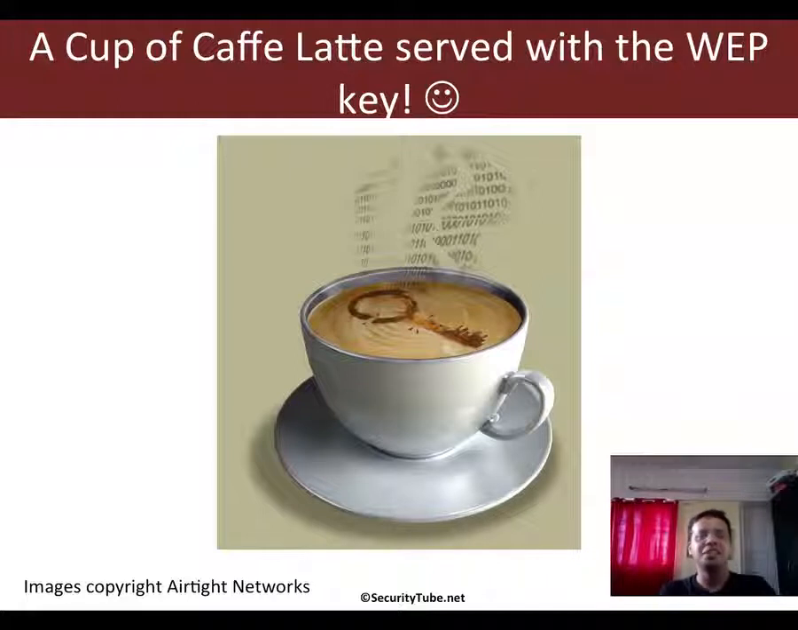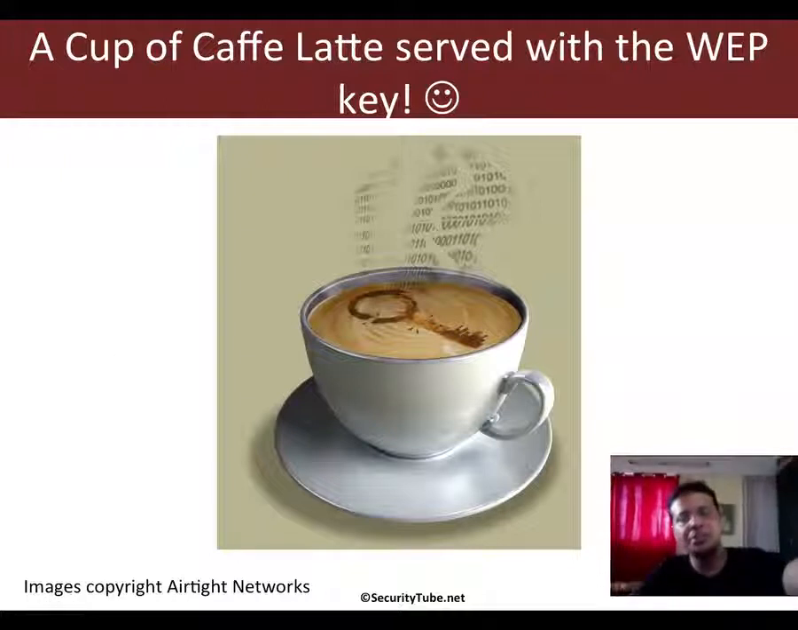And this is the picture which I had used in the original presentation, a cup of cafe latte served with the WEP key. And if you see, there is actually a WEP key inside the cup of cafe latte. And by the way, the next couple of images and slides are all copyright of Airtight Networks. That's where I used to work when I did all of this interesting research. So due acknowledgements to them.